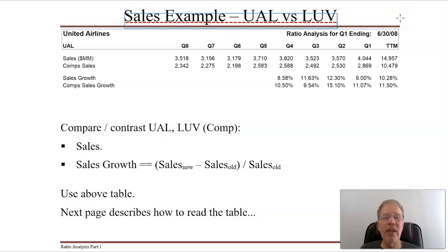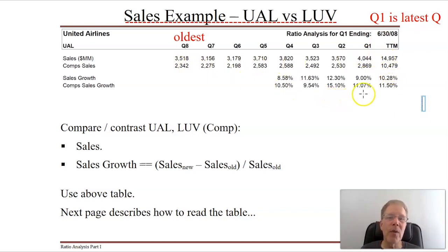let's look at sales and sales growth for UAL and Southwest. So I've got the two of them here, and I've got their sales for a bunch of quarters. Here is the oldest quarter, and Q1 is the newest. So I'll just put that here: Q1 is latest. This actually comes from software we developed at my firm, and we'll be using it through the whole chapter, and you'll become familiar with how it works.